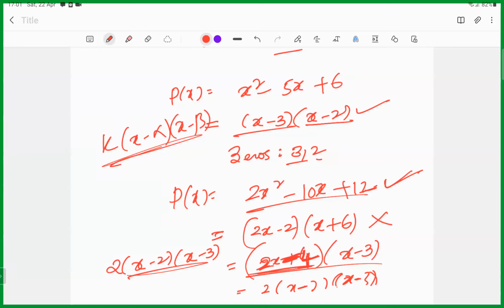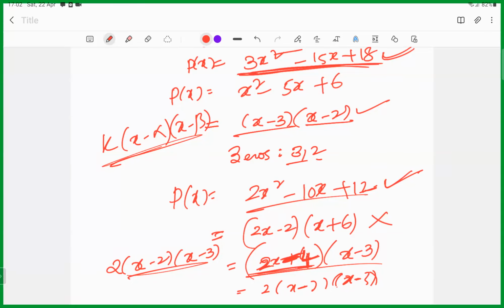Okay, sir. Now take p of x is equal to 3x square minus 15x plus 18. So the first thing is you take out a common constant factor, yeah? Then you do it for the remaining thing. Then it will be easy for you. Let's say here, what is the common here? 3 is common here. Yes, sir. Then once you take out common 3, what is the remaining factor?